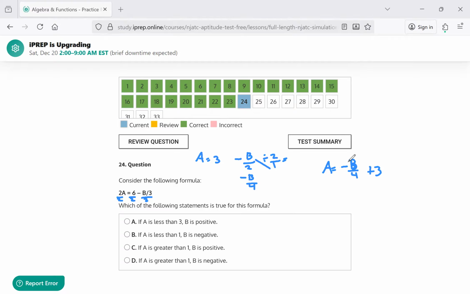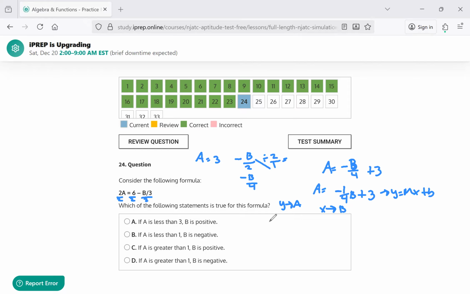Now, you can also rewrite this as negative 1/4 b plus 3. So what I would do is, let's graph this. Be careful: our y is our a, and our x is our b. So this right here is very similar to y equals mx plus b. So how would I graph this? I would graph this by finding the y-intercept and the x-intercept.